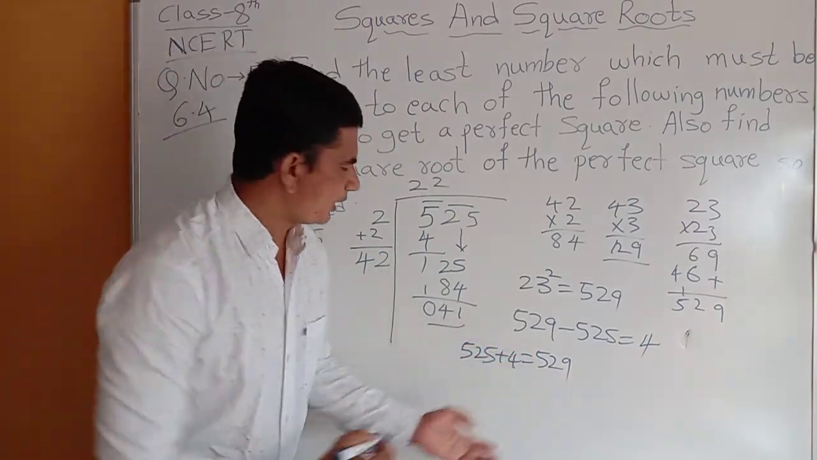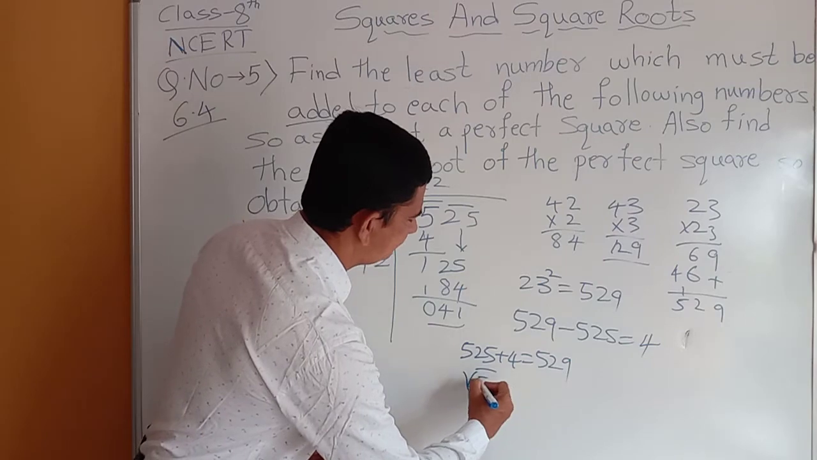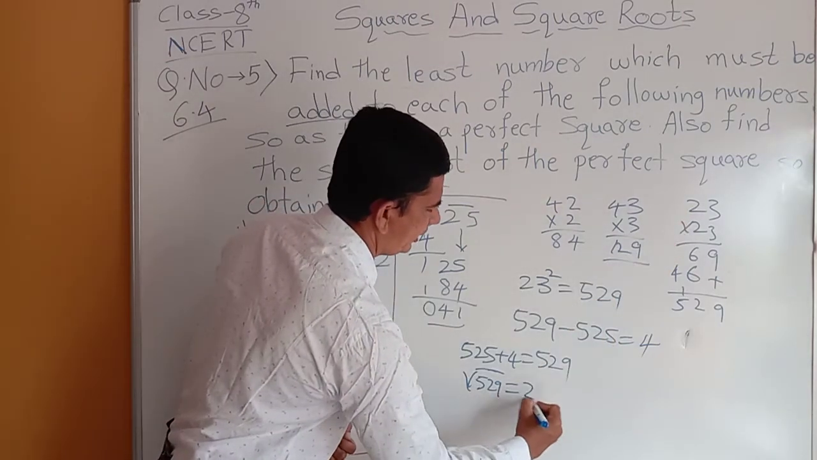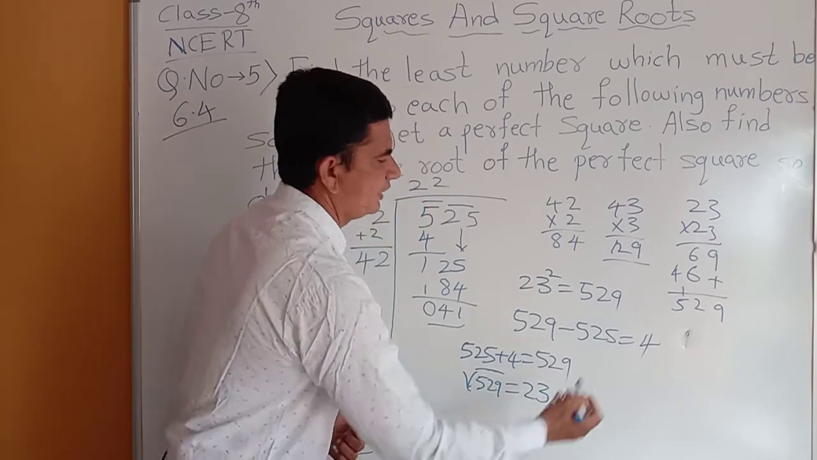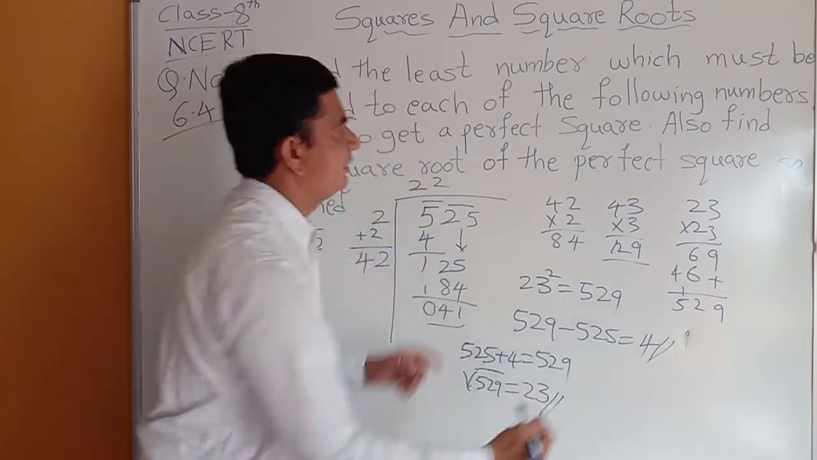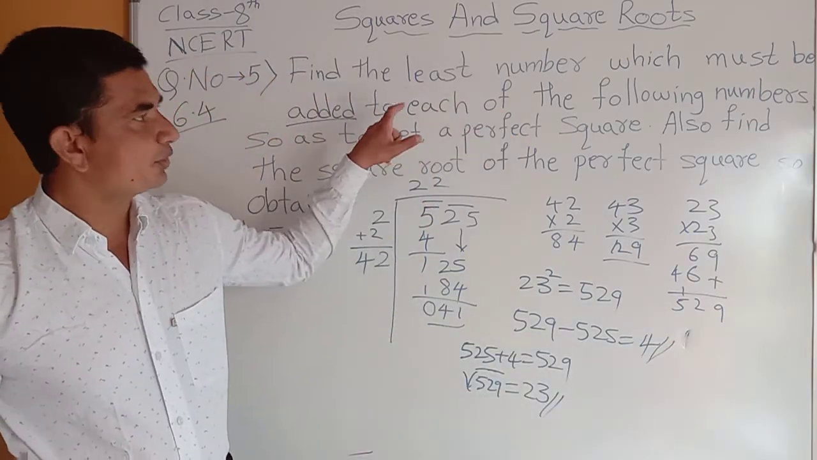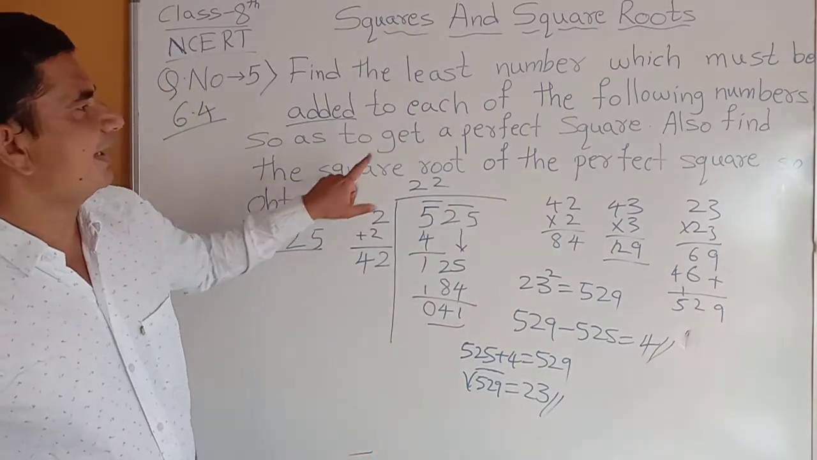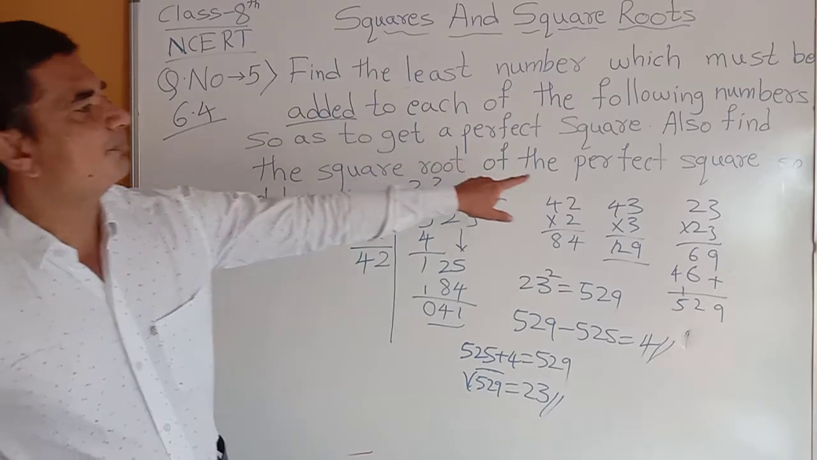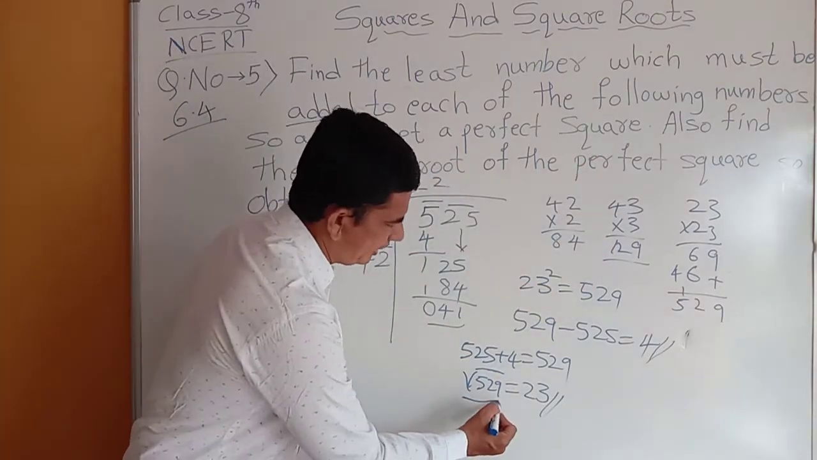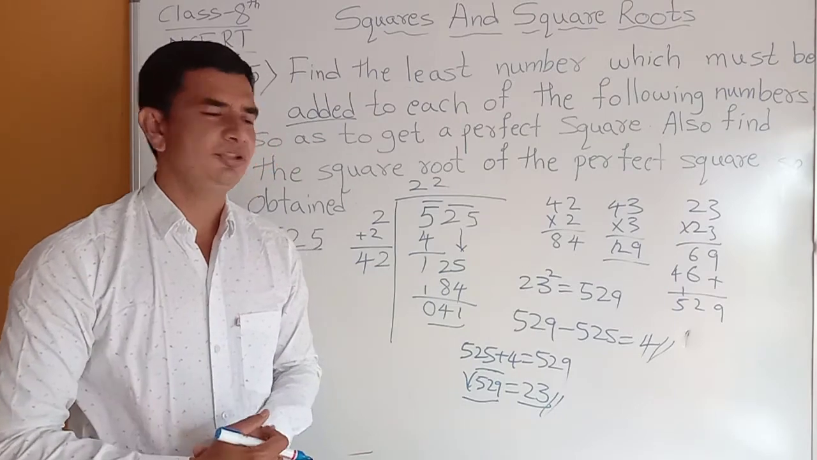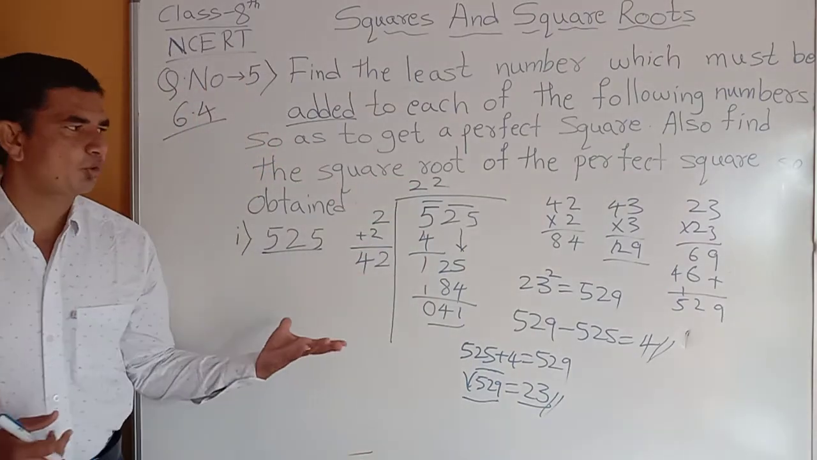Again, what is the square root of this one, 529? The answer is 23. So 4 must be added to this number to get a perfect square. And also find the square root of the perfect square. We got a perfect square. What is the square root? 23 is the square root. So this is the method of how to do it.